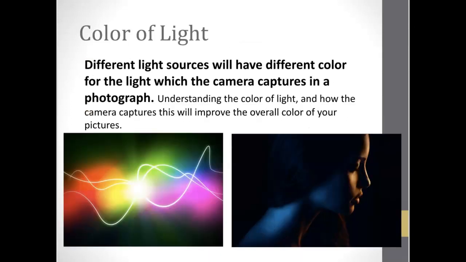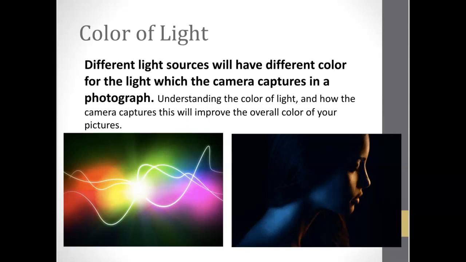Our next topic is going to be the color of light. Different light sources are going to have different colors of light, which the camera captures in the photograph. So you actually have two things going on here with the color of light when we're thinking of it as a component of light. You have the actual color of the light that's being used, but then you also have the camera, a digital camera, deciding what type of light it thinks it's capturing. And that can change whether or not it's more warm or cool.